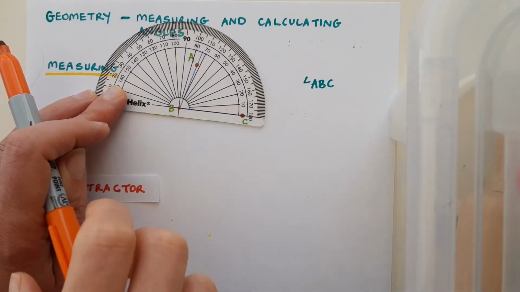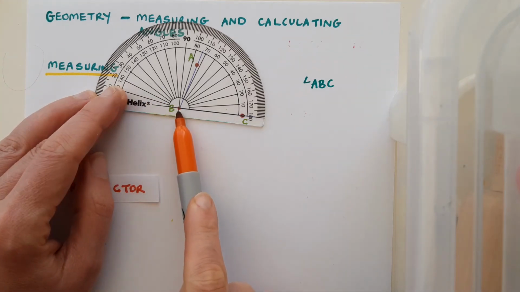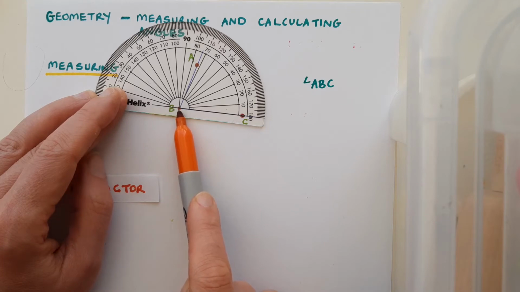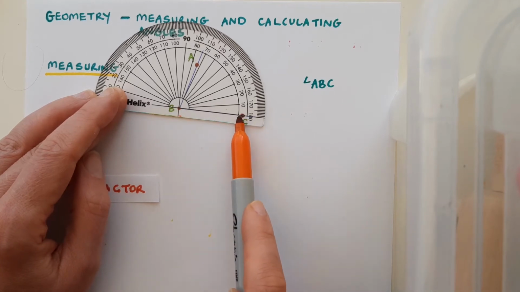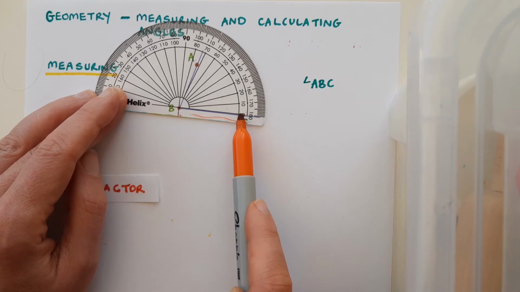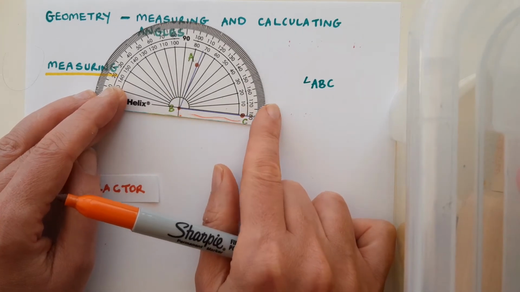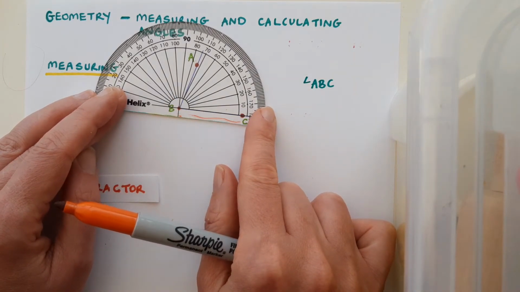So before I go to measure the angle, notice that where the horizontal and vertical lines in the protractor meet is where the corner or vertex of my angle is. And I've lined up this horizontal line with one of the sides of my angle. Straighten that out again.